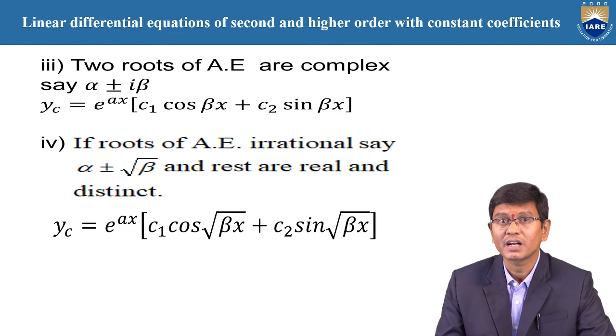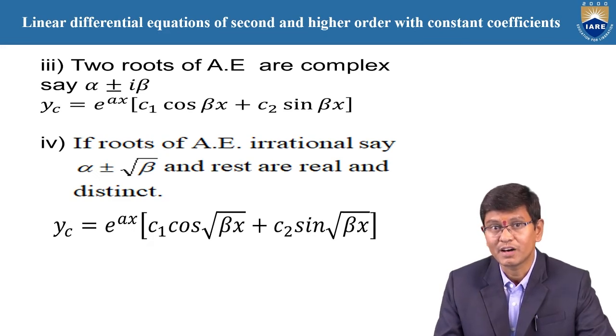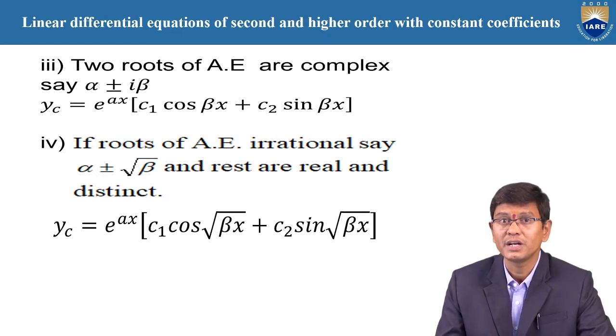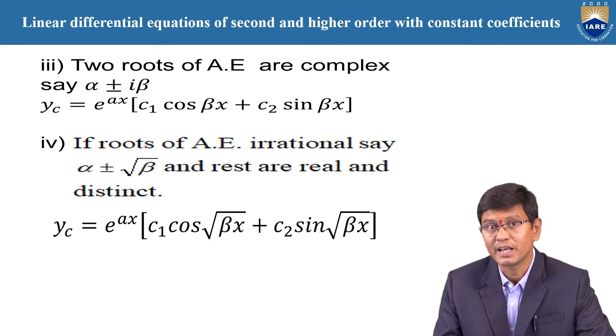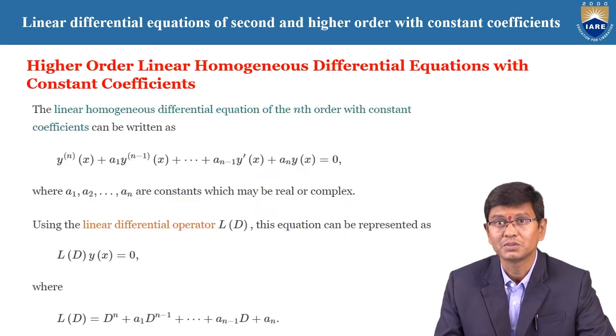Therefore, with the condition of irrational roots or surds, the roots are alpha plus or minus root beta. Here also, we write e^(alpha x), and the surd is root beta. We consider (c1 cos(root beta x) + c2 sin(root beta x)). By using these four cases, we need to do the problems.